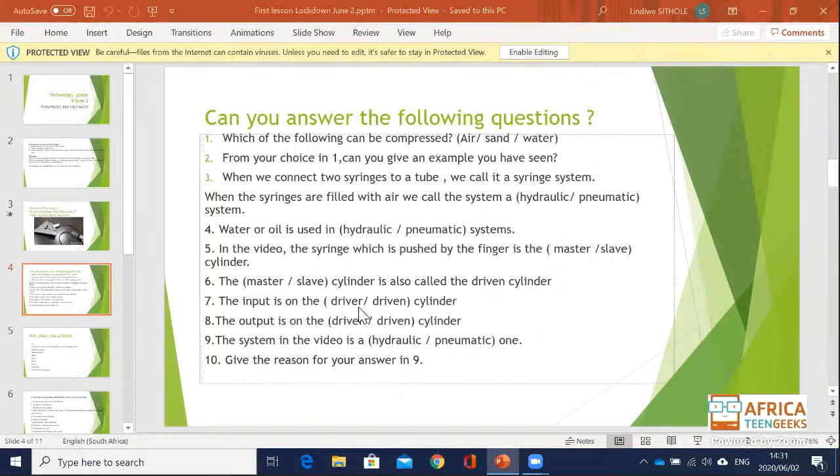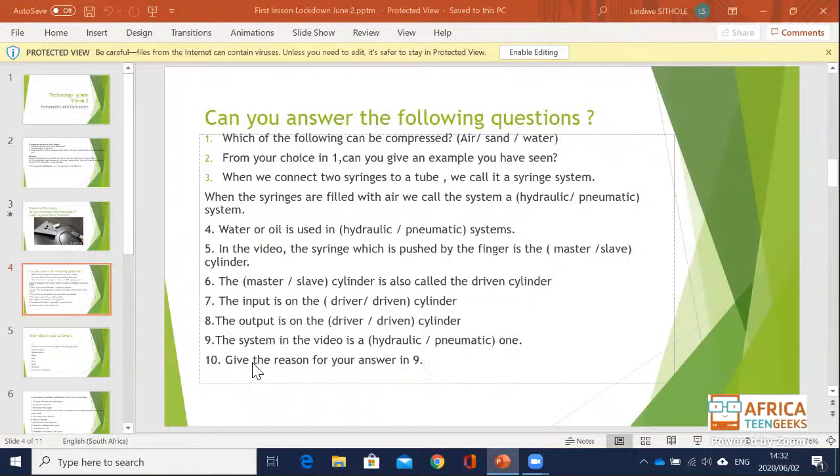The input is on the driver or the driven cylinder? The correct answer there would be the input should be on your driver cylinder. So the master cylinder is also called the driver cylinder. That is where our input is. The output is on the driven cylinder. The system in the video is a pneumatic one because we do not see any water or any hydraulic fluid in this video that I showed you.